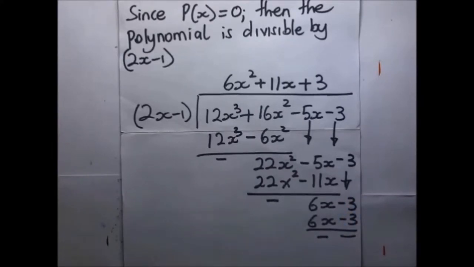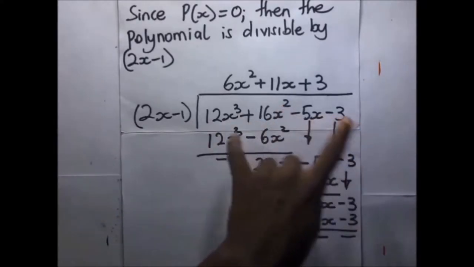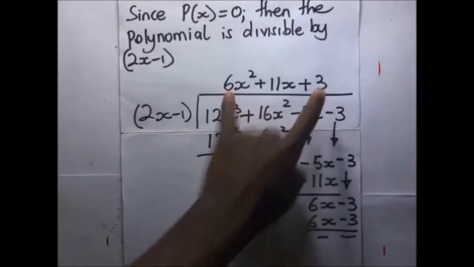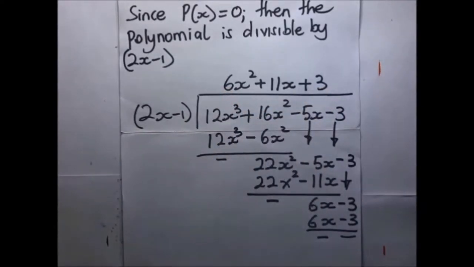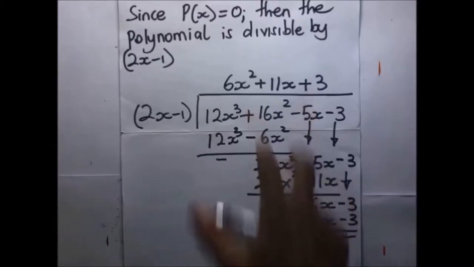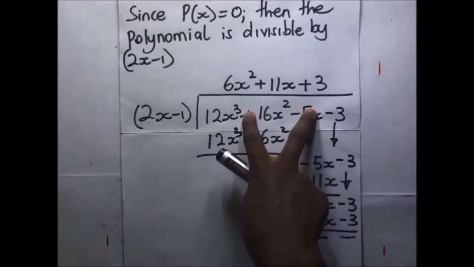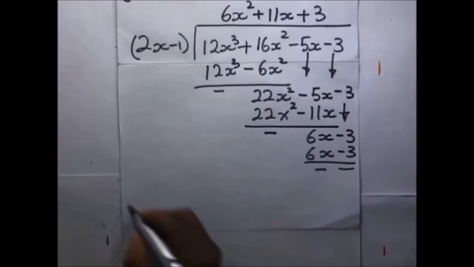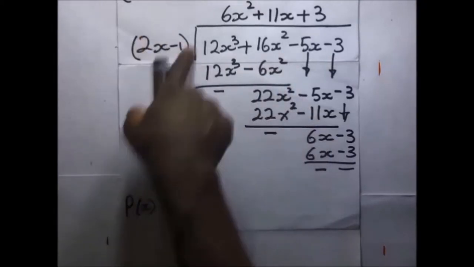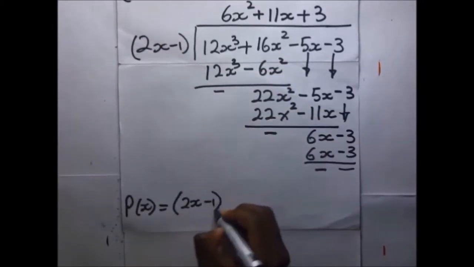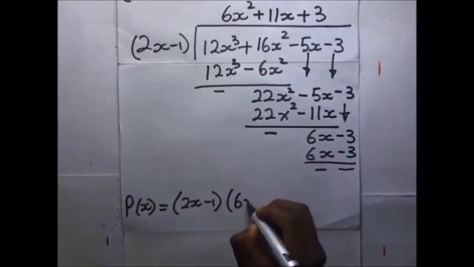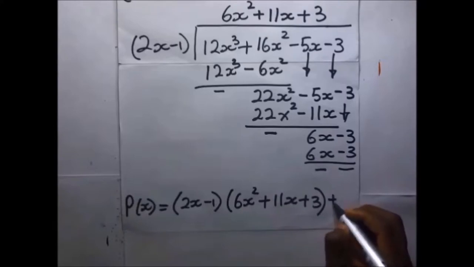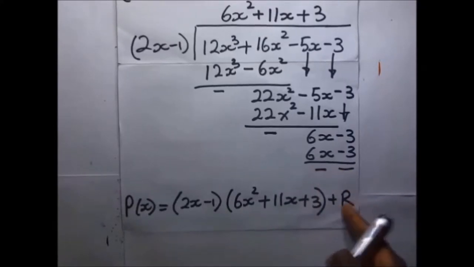So we are having our polynomial, 12x cubed plus 16x squared minus 5x minus 3. When we divide it by this linear function, 2x minus 1, we shall end up with the quotient being 6x squared plus 11x plus 3. So according to our general setup for the polynomial, when we divide, our polynomial P of x is going to be equal to this times that, with no remainder. So P of x is equal to 2x minus 1 times 6x squared plus 11x plus 3. Of course, plus our remainder, but our remainder is equal to 0, so we can ignore that.